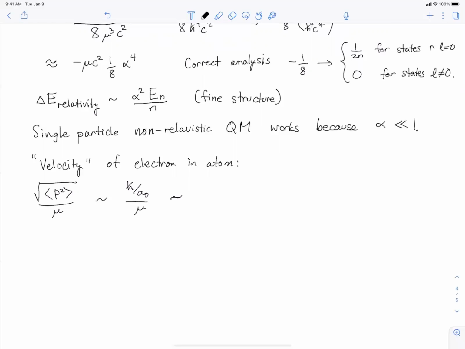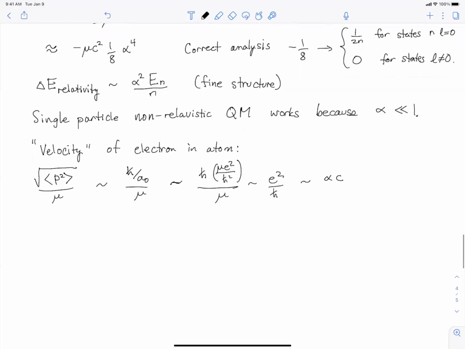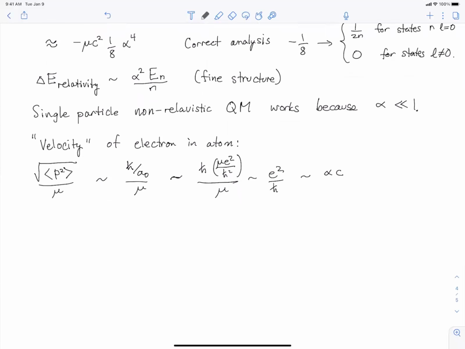And so this would be h bar. Again, our strategy is to eliminate a0. And so this is e squared over h bar, which is the fine structure constant alpha times the speed of light. So in other words, if you define beta to be the velocity of the electron divided by the speed of light, that's approximately alpha, which is 1 over 137. So that's telling you that the electron in a hydrogen atom is not very relativistic because its velocity is small compared to the speed of light.